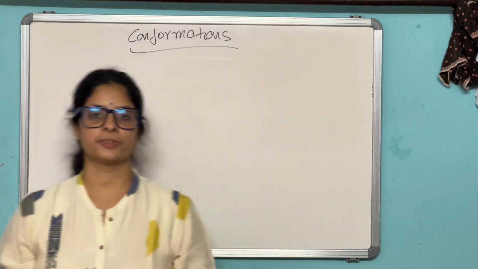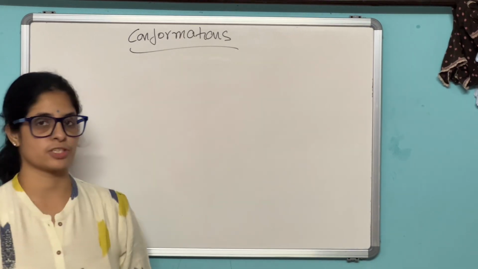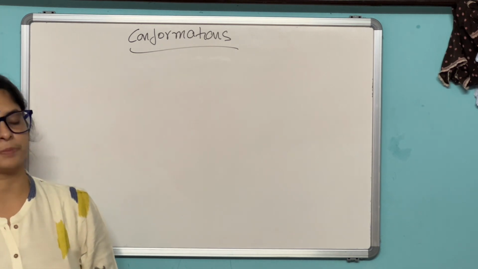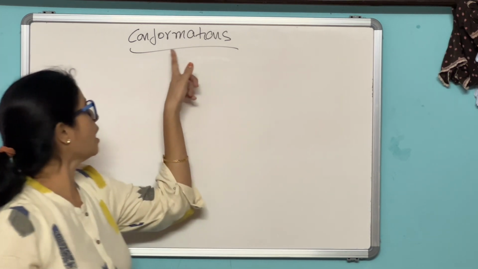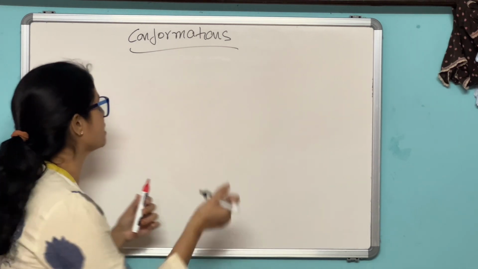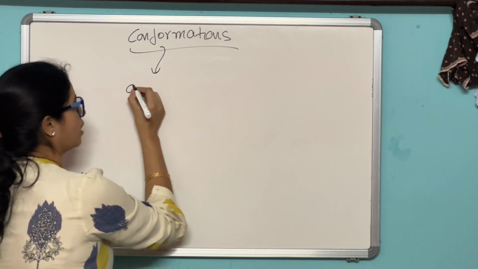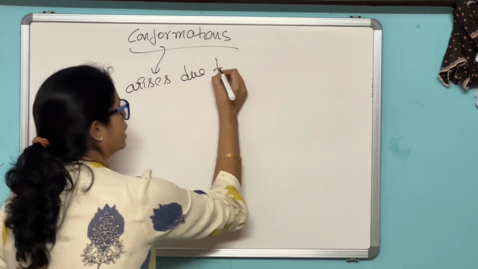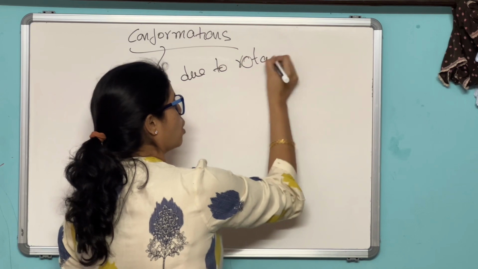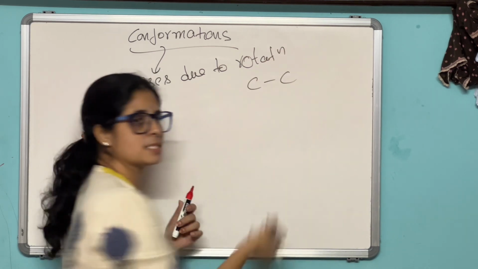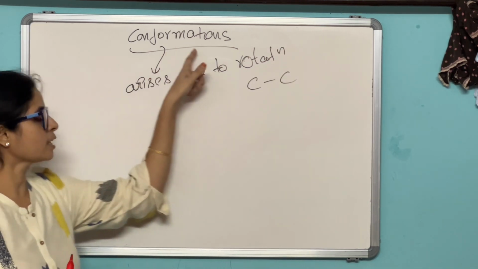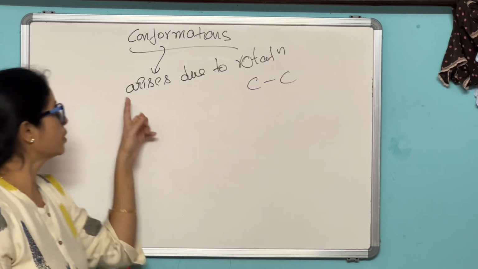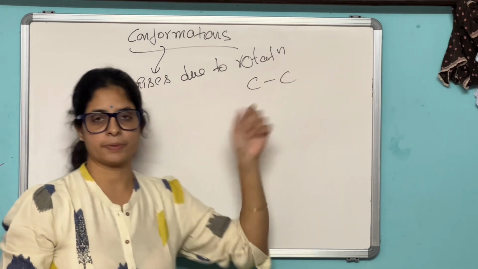So today I have come up with one more topic, that is conformations. In this, we'll discuss the conformations of ethane and butane. So what are conformations? Conformations are the structures that arise due to rotation around the carbon-carbon single bond.